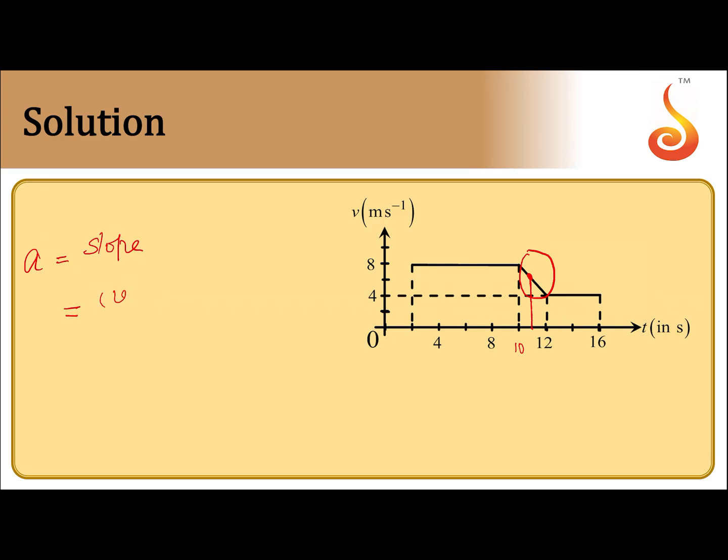How do I get it? You know, it is final velocity minus initial velocity divided by time interval. What is the final velocity? Final velocity is 4, initial velocity is 8, and the time interval is 12 minus 10. This is minus 4 divided by 2. That's nothing but minus 2 meter per second square.